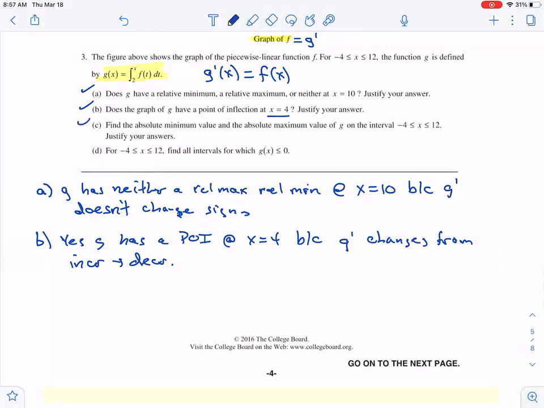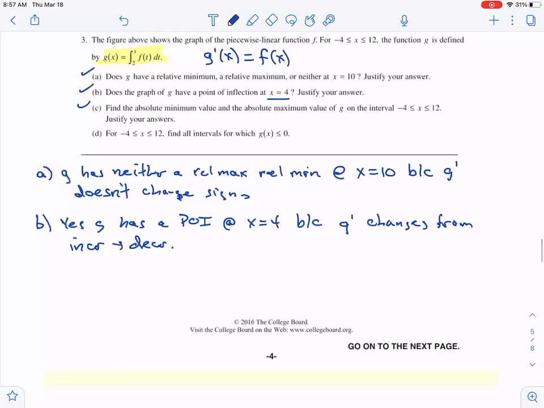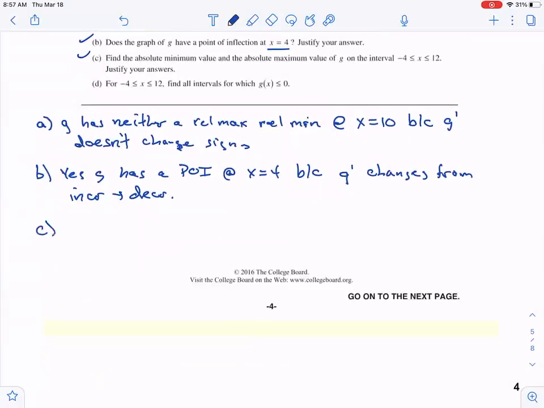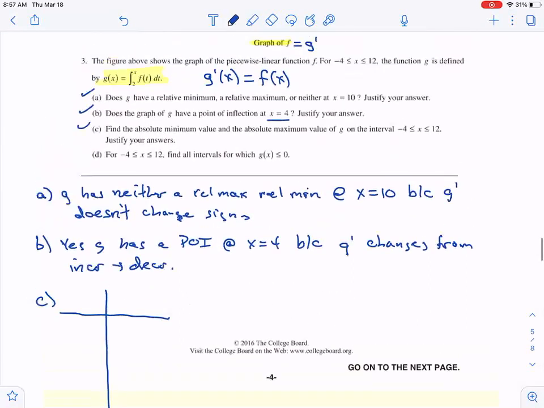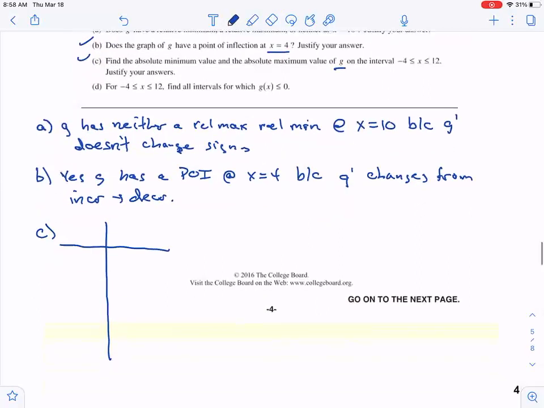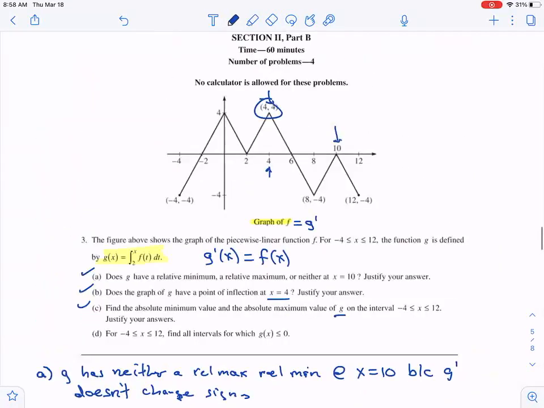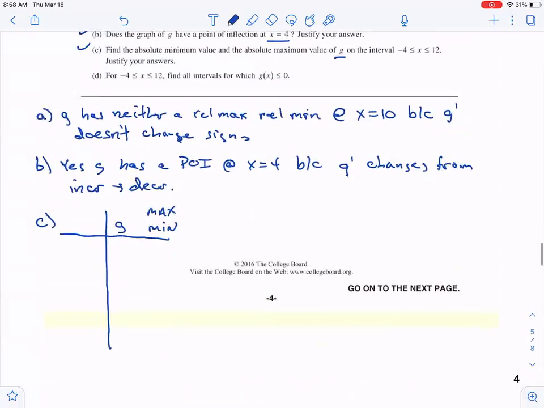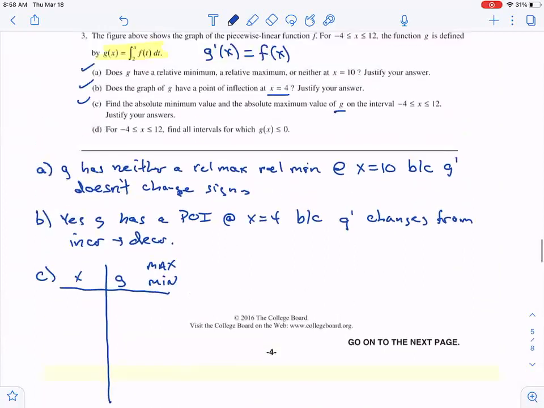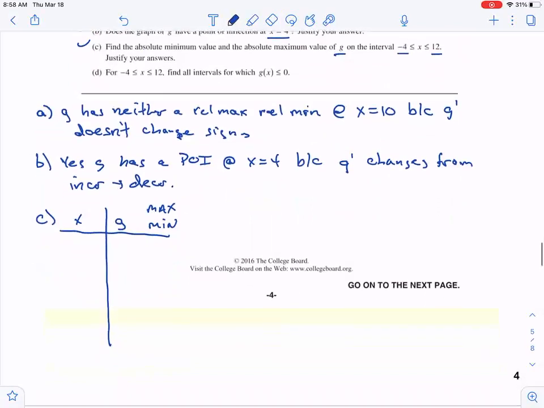Part C, find the absolute minimum value and the absolute maximum value of G on that interval from -4 to 12. Justify your answers. As soon as I see the word absolute, I'm getting excited and I'm making a table. Bada boom, bada bing. My table is going to have, on the right side, the function I want the absolute max and min of. That's going to be G. So I'm going G over here, and I want max and min. Now I'm just looking over here. My independent variable is X. I immediately, if not sooner, plug in my endpoints, -4 and 12.